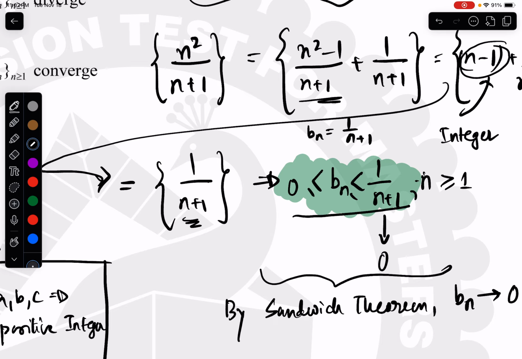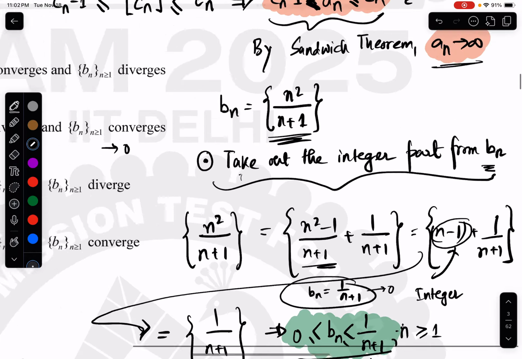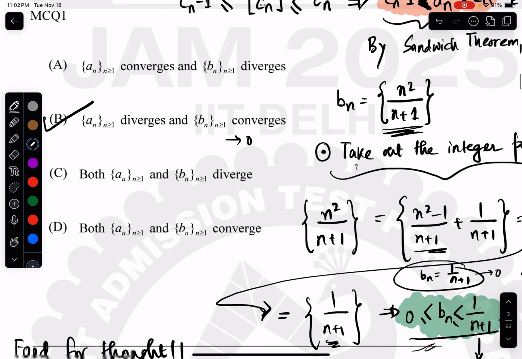Because 1 by n plus 1 is less than 1, you can say that b_n is going to 0, because this is converging to 0. This is just the sandwich theorem, but actually b_n is exactly equal to 1 by n plus 1. So this is the solution, guys. It's very easy. a_n is diverging to infinity and b_n is converging to 0.